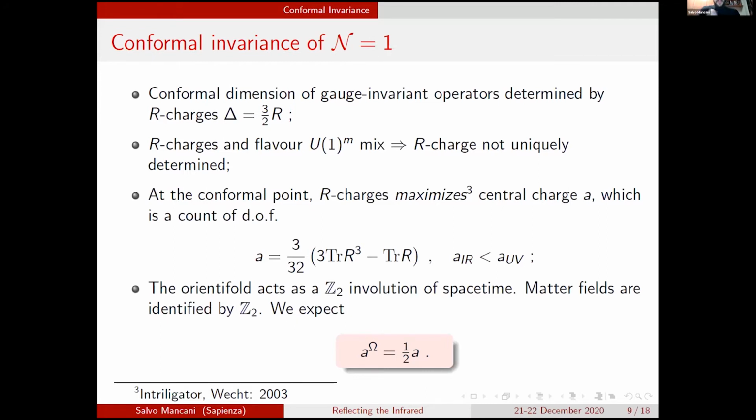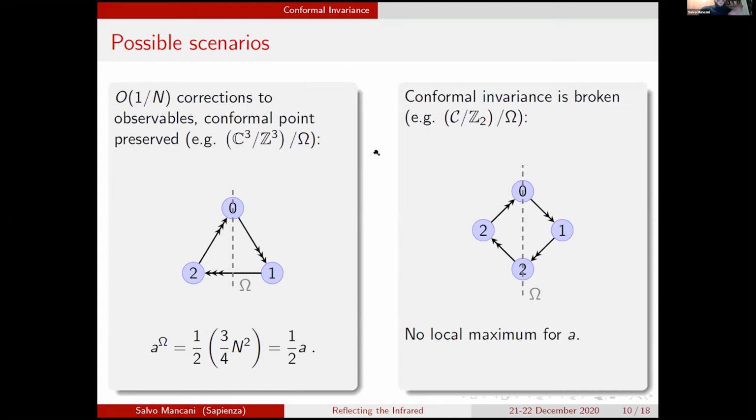Now, what should we expect in the case of the orientifold projection? Well, we know that this is a Z2 involution of the space-time, and also it identifies pairs of fields. So we expect that in case there is a conformal point, the a charge of the unoriented theory is half of the a charge of the parent theory. So there are two possible scenarios here. The first one: at leading order, the a charge of the unoriented theory at the conformal point is half of the parent theory, and the orientifold projection only yields 1 over N corrections, so subleading corrections.